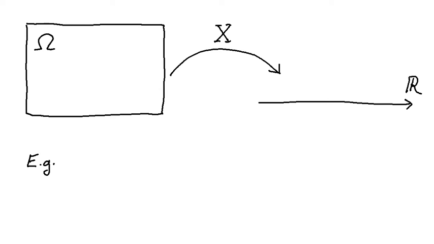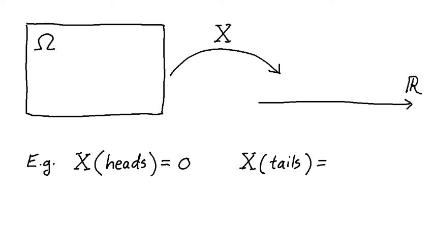As an example, consider the experiment in which we flip a coin. In this case, we could define the random variable capital X as the function that maps the outcome heads to the real number 0, and maps the outcome tails to the real number 100.